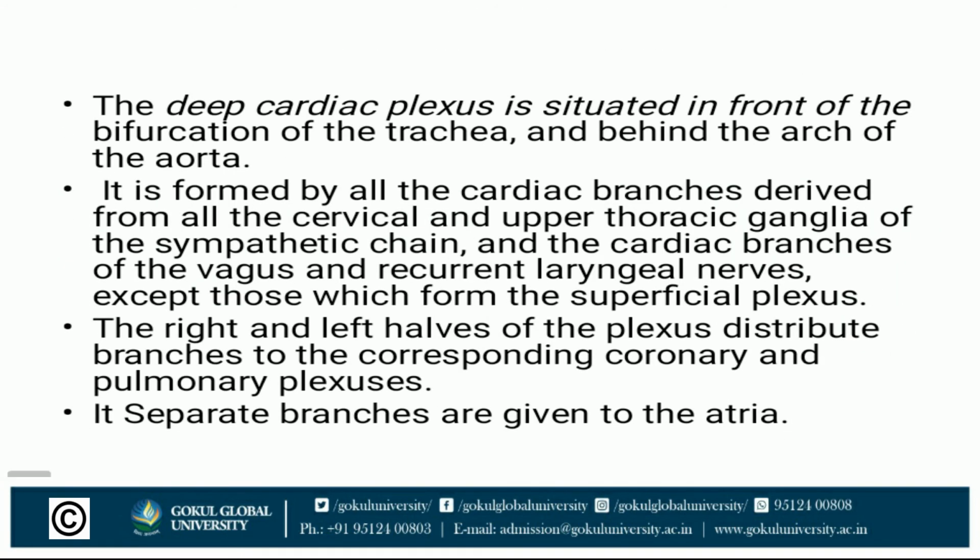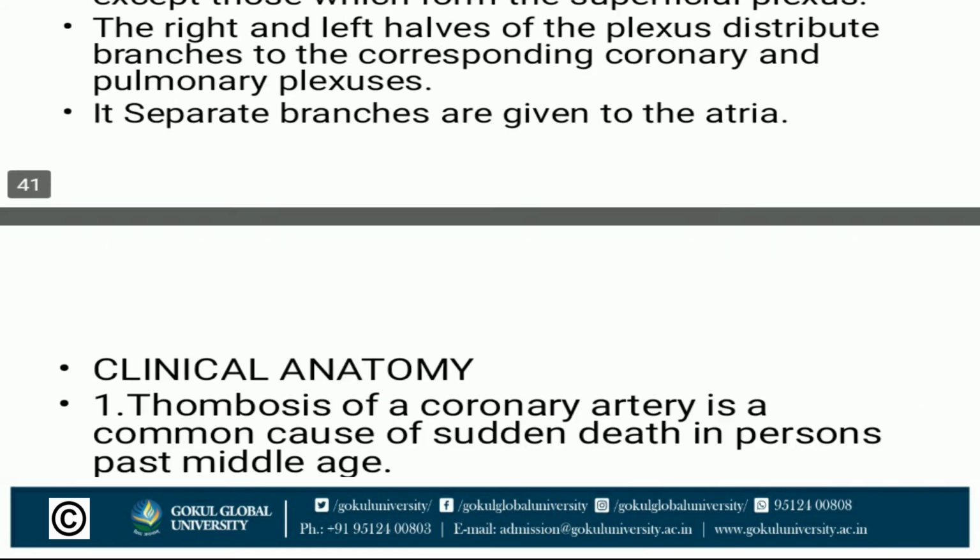The deep cardiac plexus is situated in front of the bifurcation of the trachea and behind the arch of the aorta. It is formed by all cardiac branches derived from all cervical and upper thoracic ganglia of the sympathetic chain, and the cardiac branches of the vagus and recurrent laryngeal nerves, except those which form the superficial plexus. The right and left halves of the plexus distribute branches to the corresponding coronary artery and pulmonary plexus. Separate branches are given to the atria.